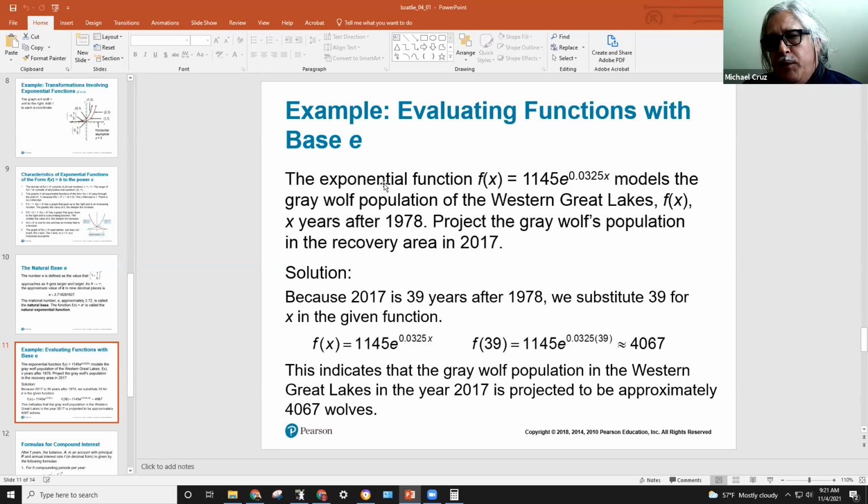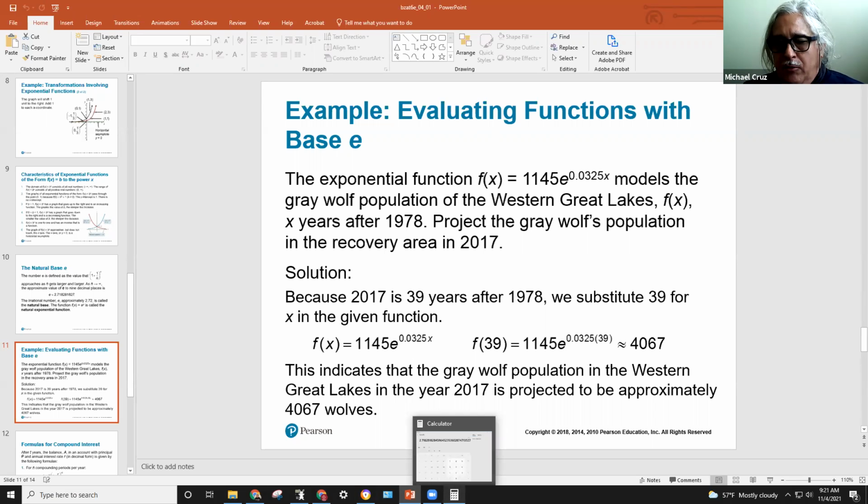All right, it says the exponential function f of x is equal to 1145 e to the power of 0.0325x models the gray wolf population in the Western Great Lakes. And f of x, the output, is the population however many years after 1978. So it asks us to project the gray wolf population in the recovery area in 2017.